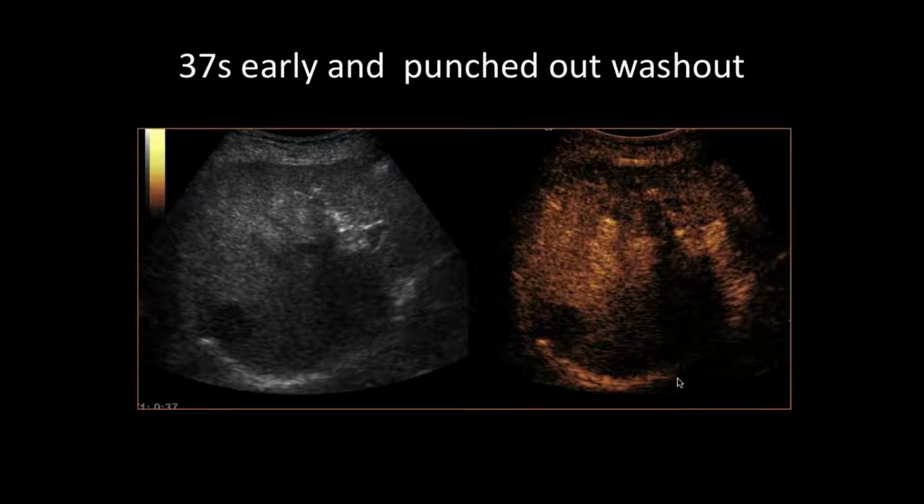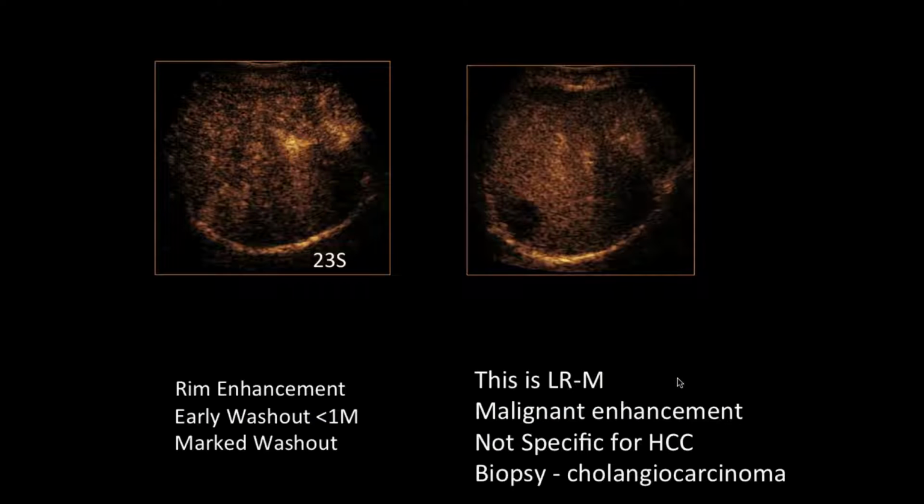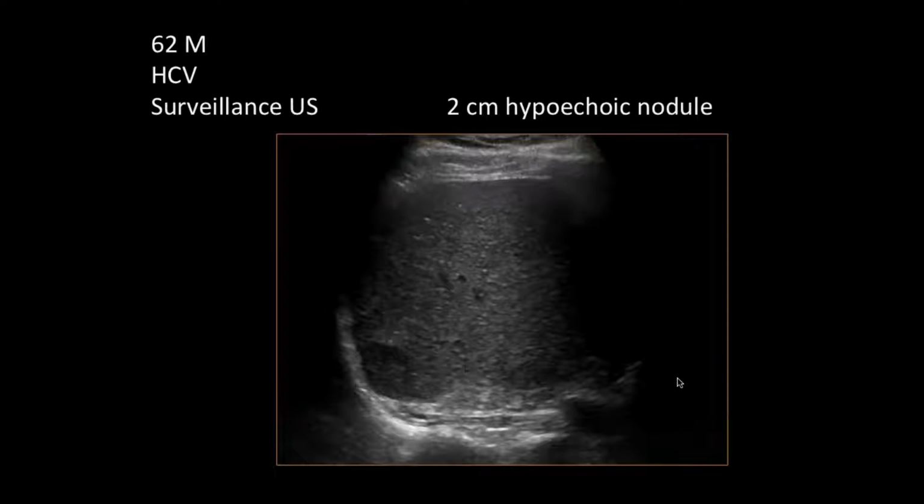And so this mass, in fact, has got all of the criteria. It has rim enhancement in the arterial phase, it has early washout, and it has marked washout when the washout is first observed. So this would be categorized as LRM. These lesions we recommend almost always to have biopsy, and this is not suggestive of HCC, and biopsy confirms a cholangiocarcinoma. So let's look at another patient.